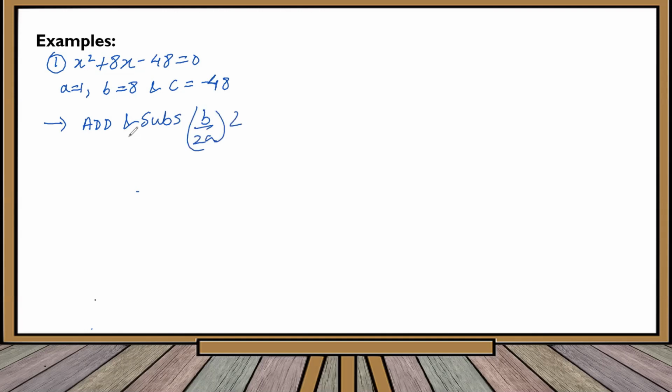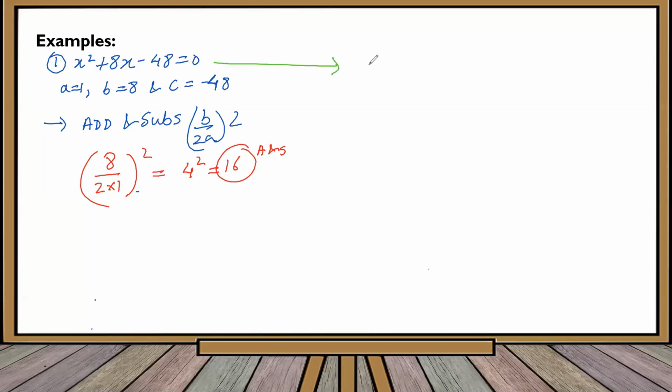Okay. So now if I take these values over here, b upon 2 into 1 whole square. So that is basically 8 by 2, and what is 8 by 2? 8 by 2 is 4. 4 square is 16. So that means I have to add and subtract 16 from both sides. So let us try. So now this becomes x square plus 8x plus 16 minus 16 minus 48 equal to 0.